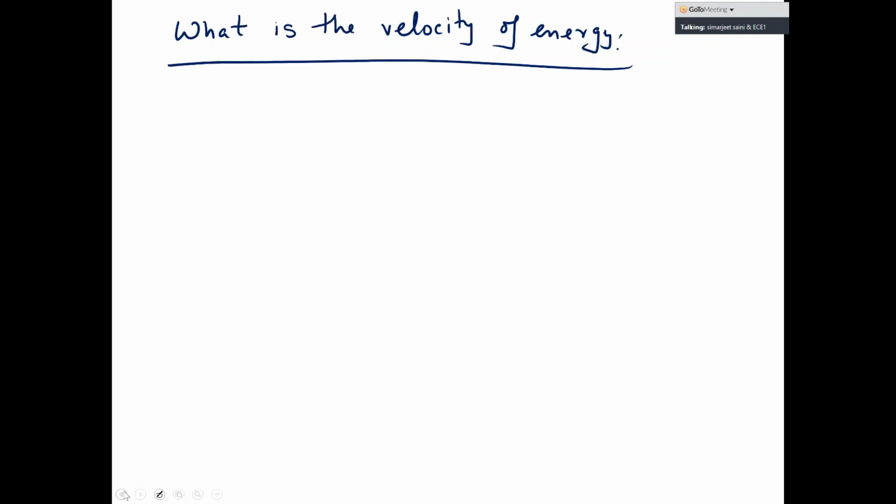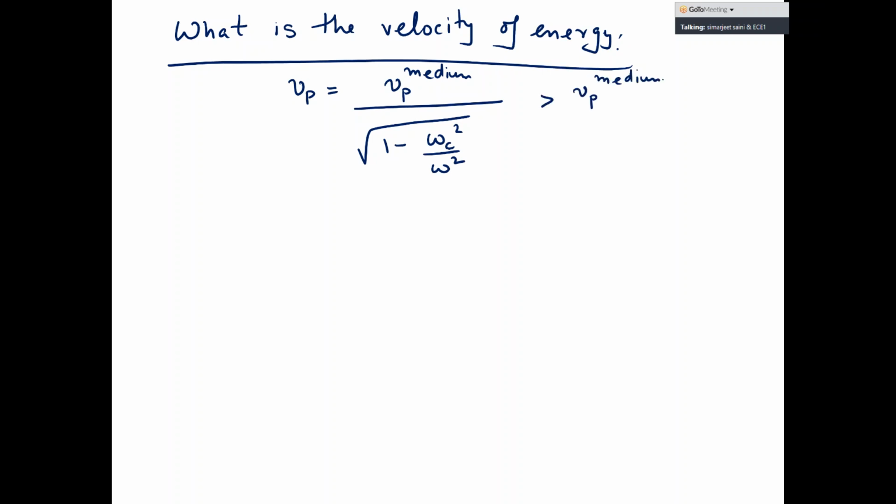Remember again, so far we have seen that Vp was Vp medium by 1 minus omega c square by omega square. So this Vp was greater than Vp medium. And again, Vp medium is given by 1 by square root of mu epsilon for that medium.